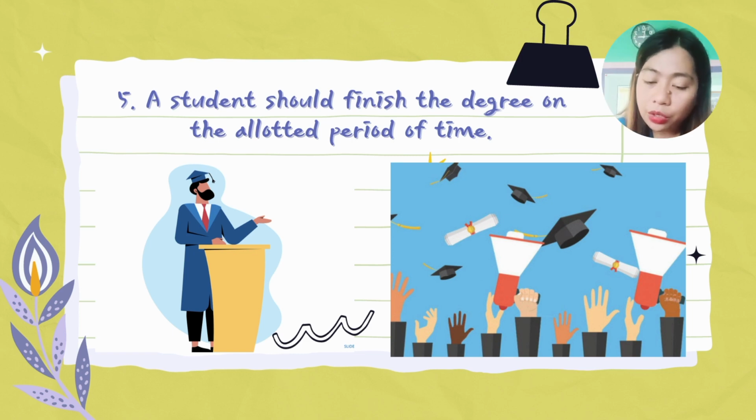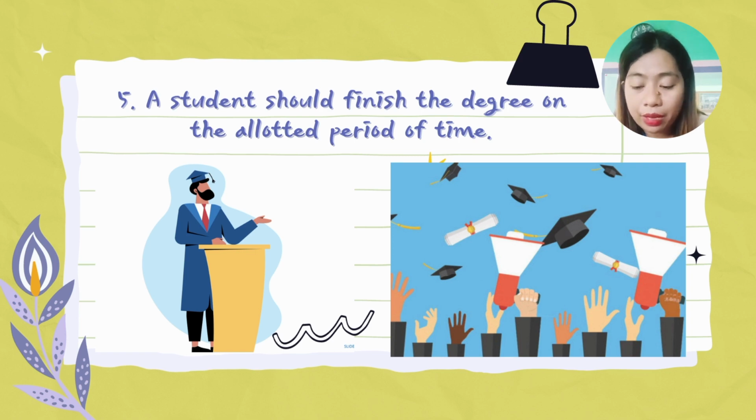Number 5. A student should finish the degree within the allotted period of time. Failure to do so will mean that you have to pay the fees yourself during the exceeding period of time.